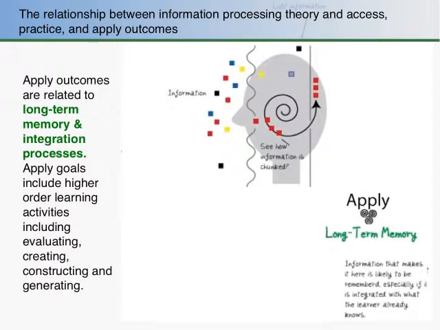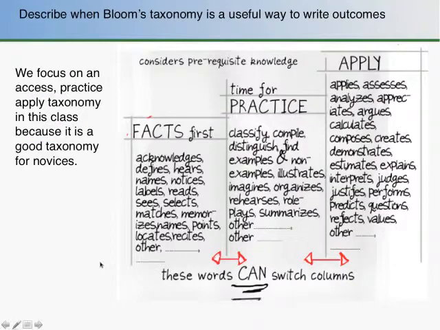Apply level outcomes deal with long-term memory and integration processes. Apply goals include higher order learning activities, including evaluating, creating, constructing, and generating. In this class, we focus on the access, and I have the words facts here, but access could be here just as well. We focus on access, practice, and apply.